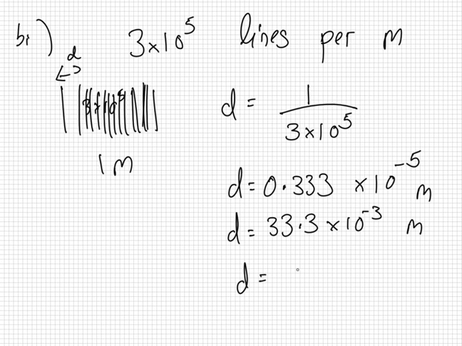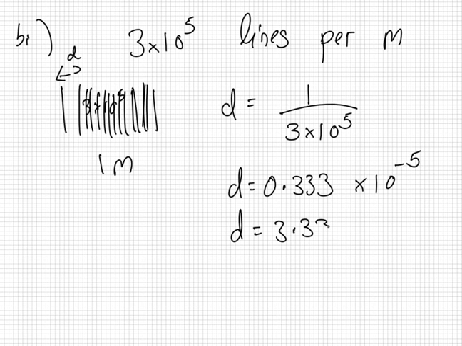So the distance, no, that's not right, sorry. Minus 7. Okay. If I multiply this by 10, this is minus 6, sorry. So the D is 3.33 micrometers. That's the distance between each line. Okay, try the second part.